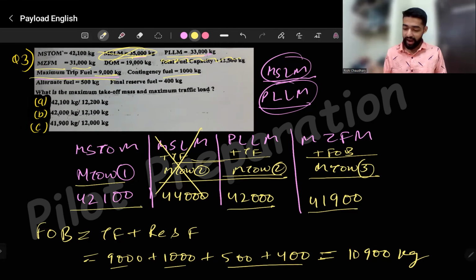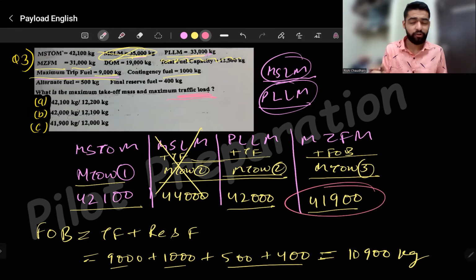Which one is the lowest? I got this as my lowest value. So I should be using this if the question is asking me traffic load. So it is asking me traffic load. So I was very correct and I already got the answer. Can you see that? I already got the answer.